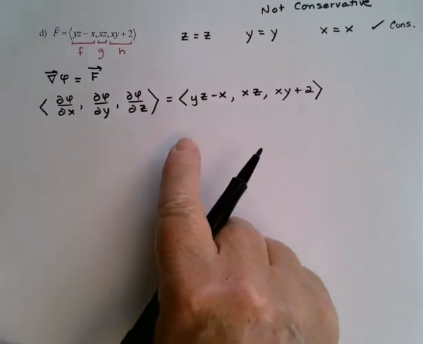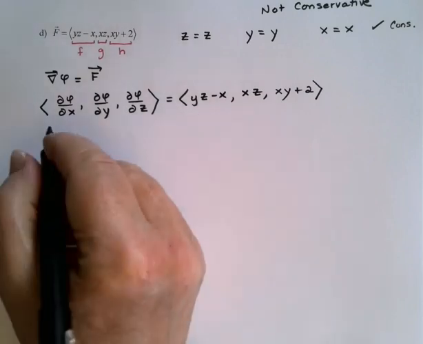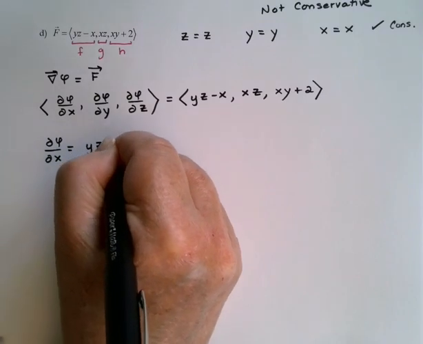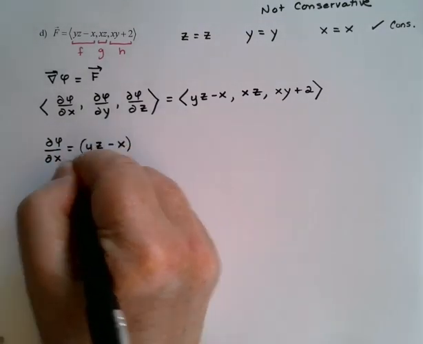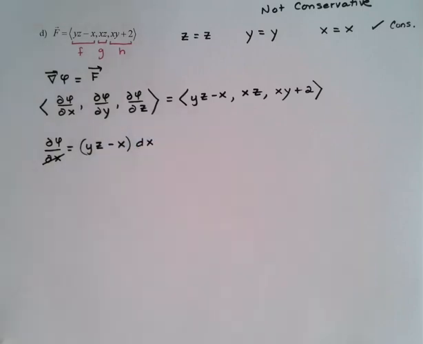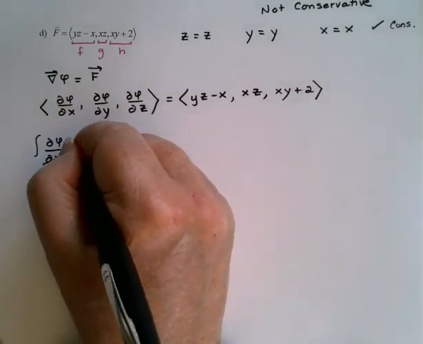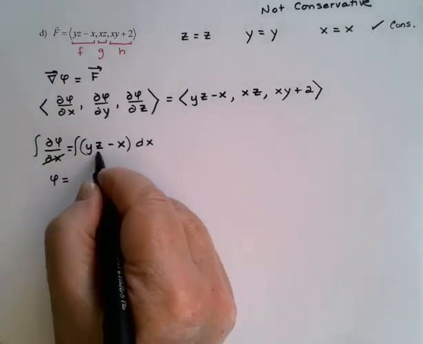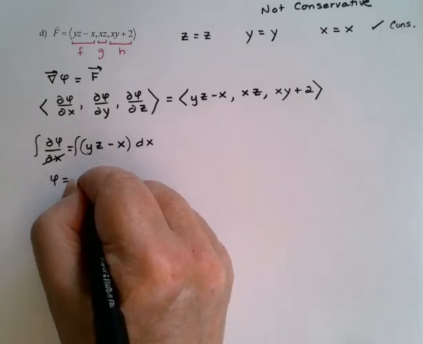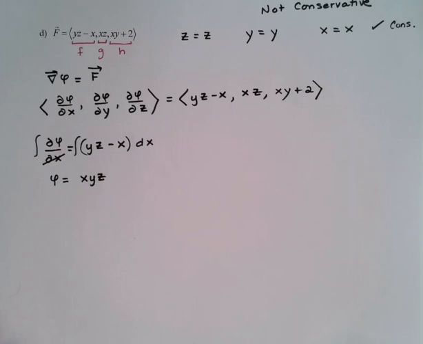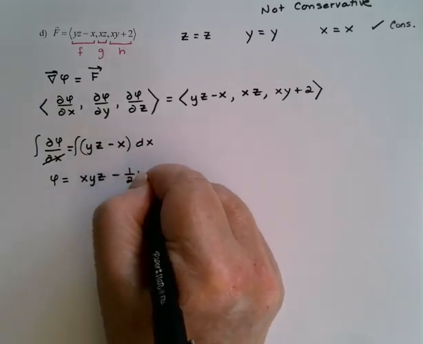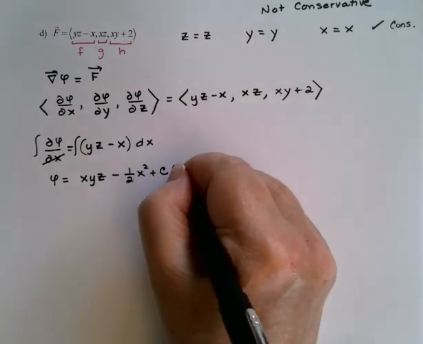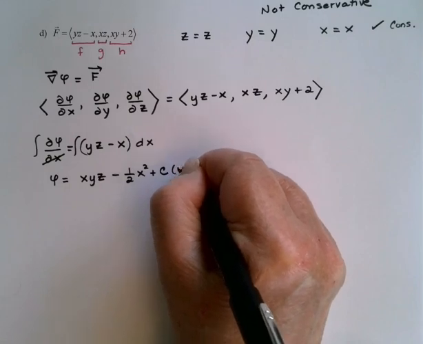And then I'm just going to do exactly the same thing as we did last time. If I equate the first components, partial phi partial x equals yz minus x. I'm going to bring the dx over, and I'm going to integrate. Integral with respect to x, that's a constant, so I'll get x times that constant yz, minus 1/2 x squared, plus c. But since this is an x integral, my constant could depend on both y and z.